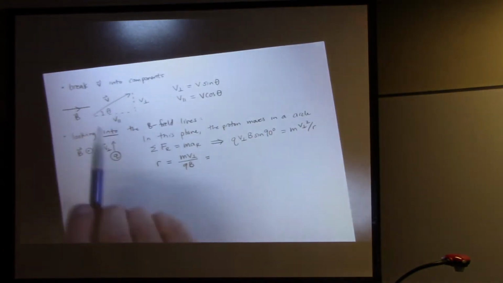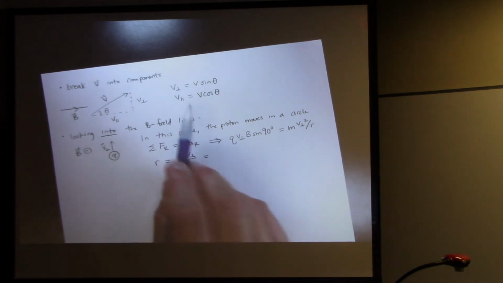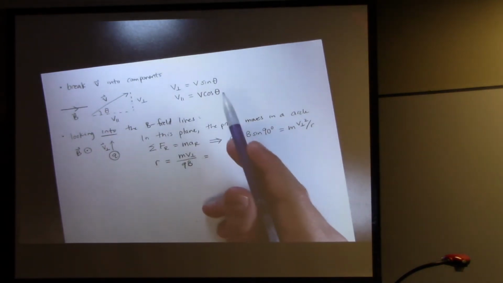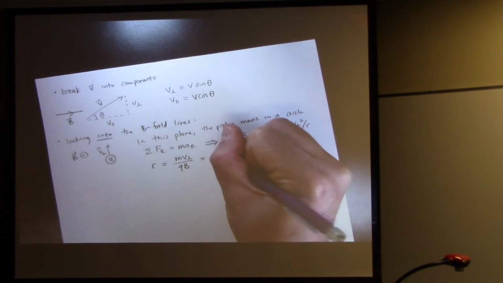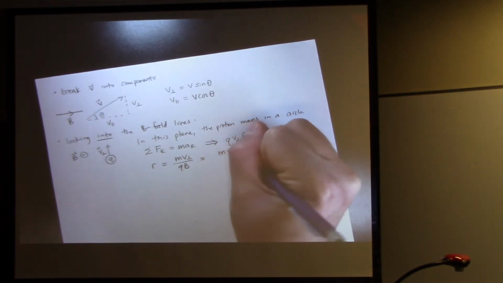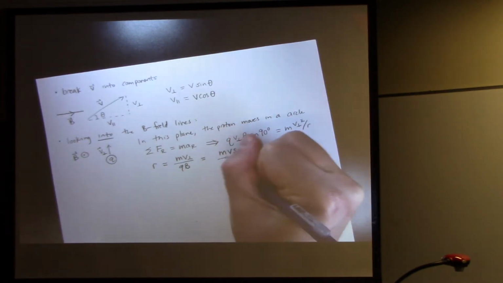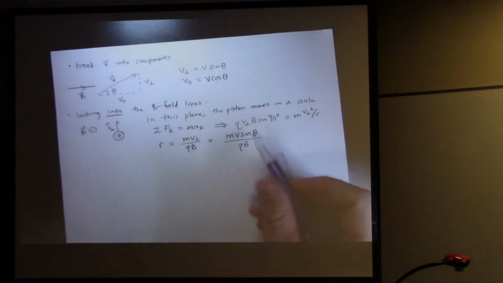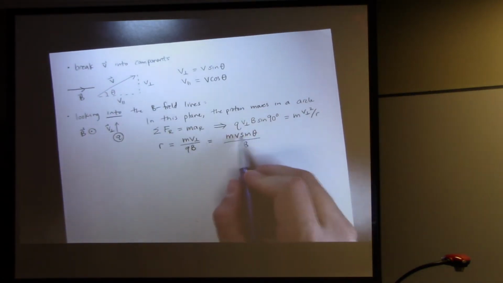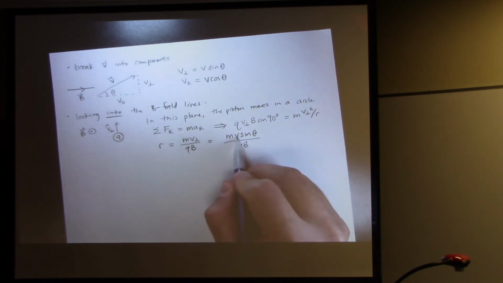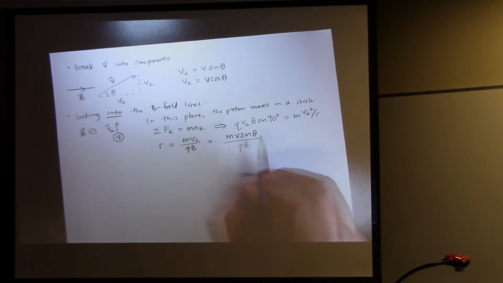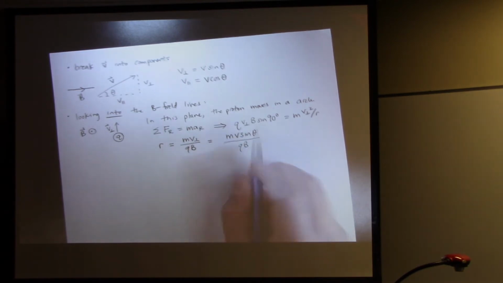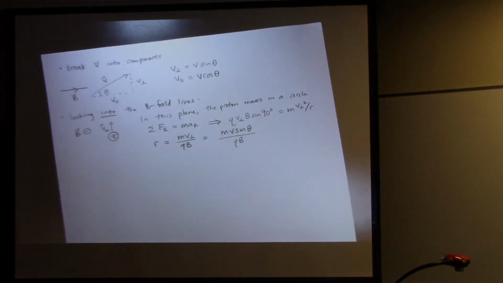Okay, so my radius is, if I plug in V perpendicular is V sine theta, my radius is m V sine theta over qB. And again, this is just a statement that since my velocity is not purely going perpendicular to the B field, I need to grab this component of it, V sine theta, to make this work.